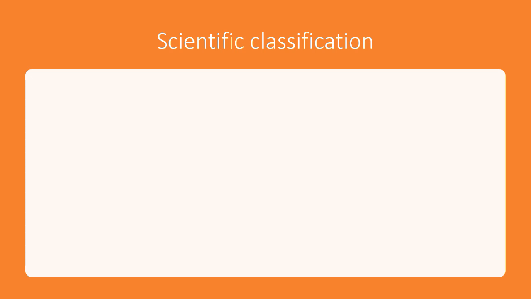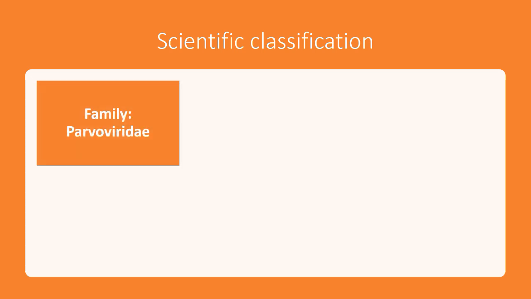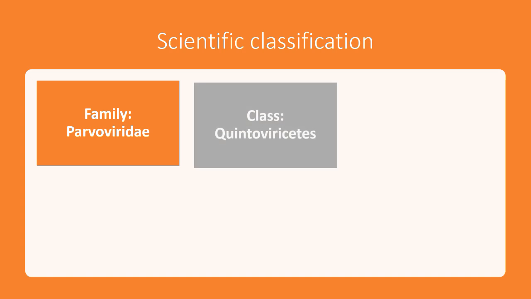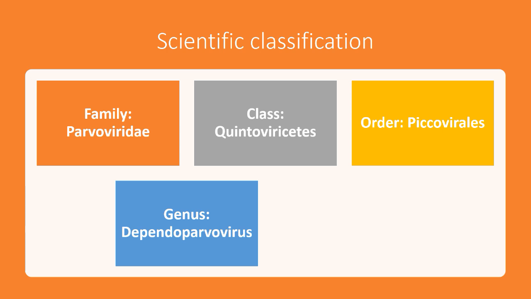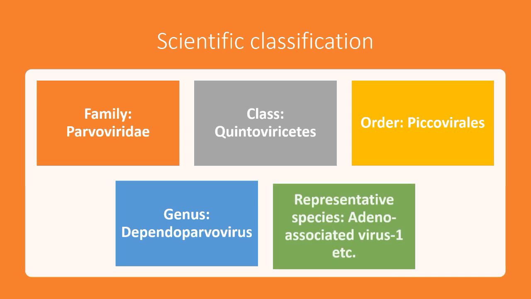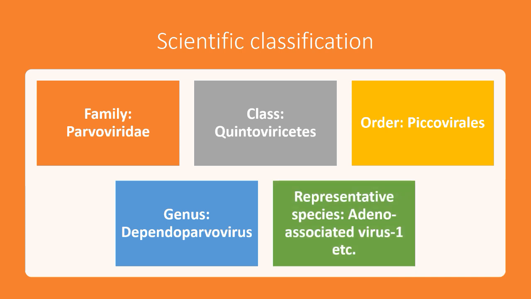What is the scientific classification for it? Family Parvoviridae, class Quintoviricetes, order Piccovirales, and genus Dependoparvovirus. Dependo because it depends. Dependoparvovirus, and the representative species is adeno-associated virus 1. There are AAV1, AAV2 and so on and so forth.